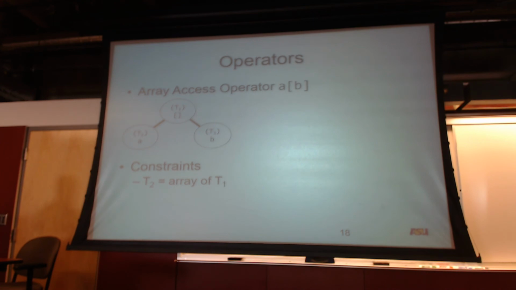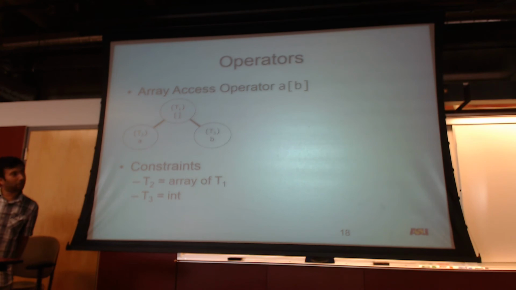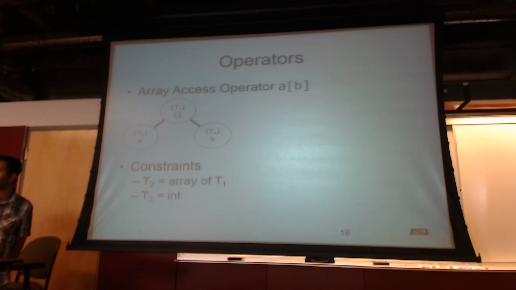That is how we define it. So T2 is basically an array of T1 and T3 has to be int. That is how we define it. So A's type is array of T1 and B's type is int.